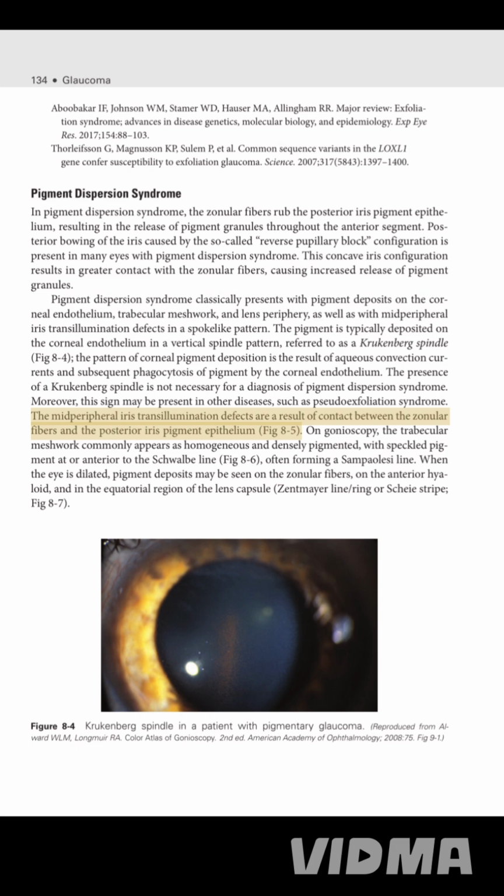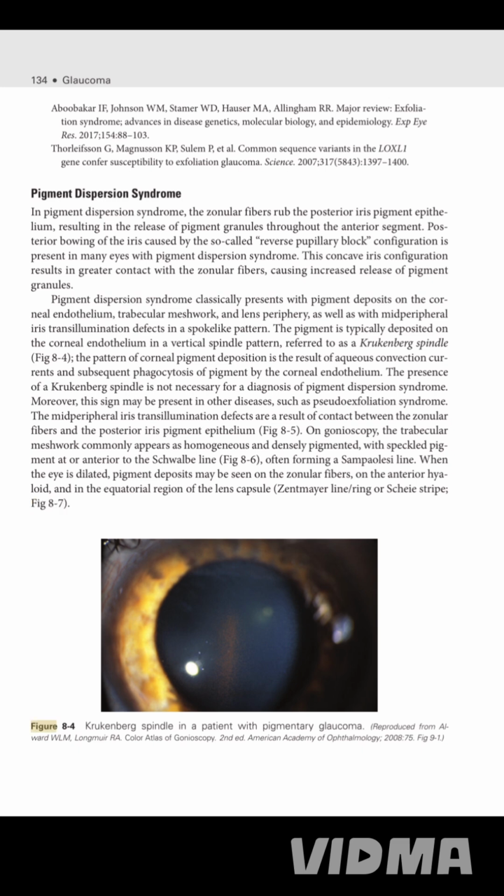Fig 8-5. On gonioscopy, the trabecular meshwork commonly appears as homogeneous and densely pigmented, with speckled pigment at or anterior to the Schwalbe line, Fig 8-6, often forming a Sampolesi line. When the eye is dilated, pigment deposits may be seen on the zonular fibers, on the anterior hyaloid, and in the equatorial region of the lens capsule, Zentmeyer line, ring or Scheie stripe.